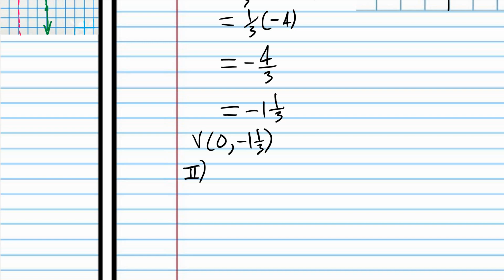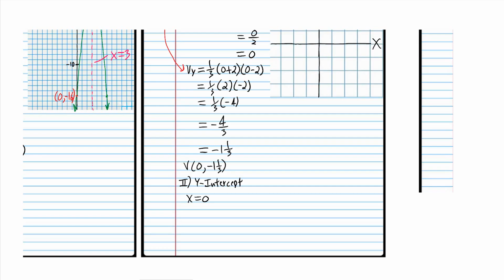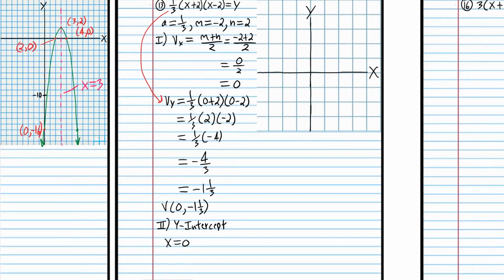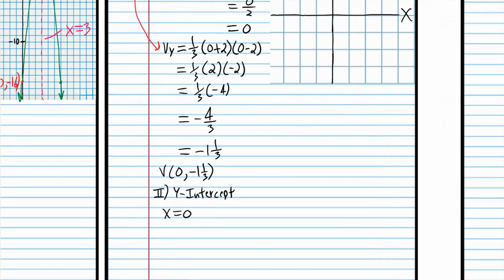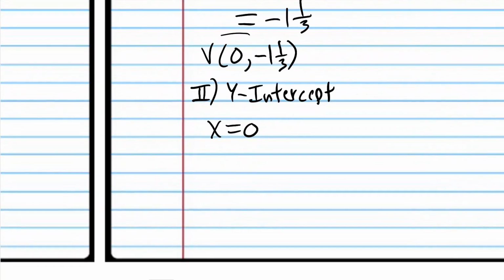And step 2 is to find the y-intercept. To do that, of course, we let x equal 0. But you know what? Like I said, the vertex is the y-intercept. Because we found the x value of the vertex is 0, we don't really need to do anything. We already have the point. It's right here. That's the y-intercept. So we can just rewrite it. It's 0, -1 and 1/3.